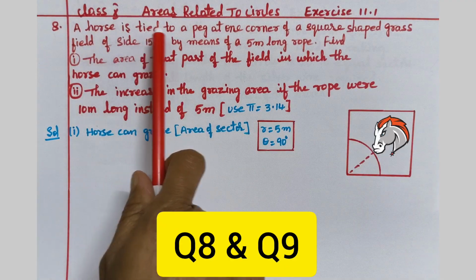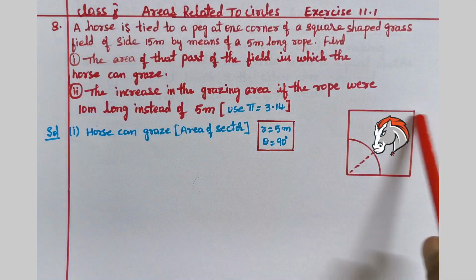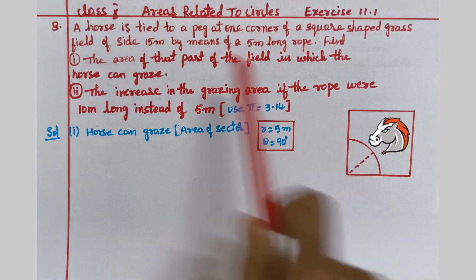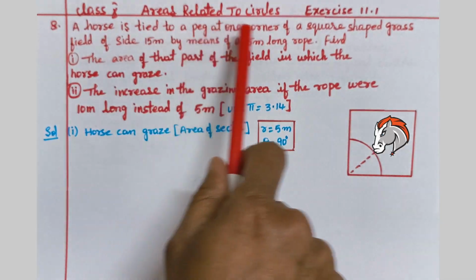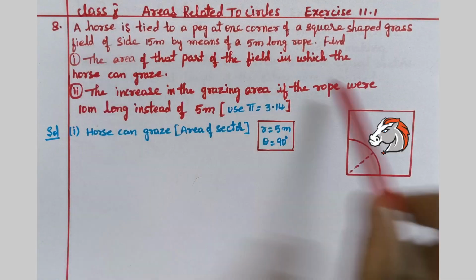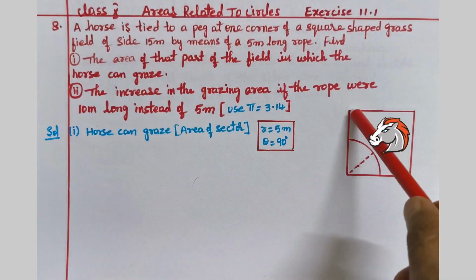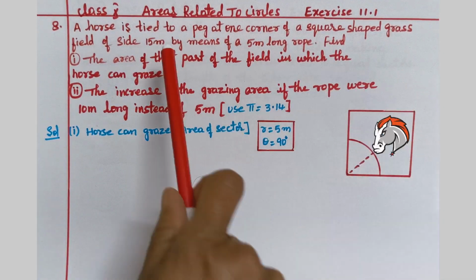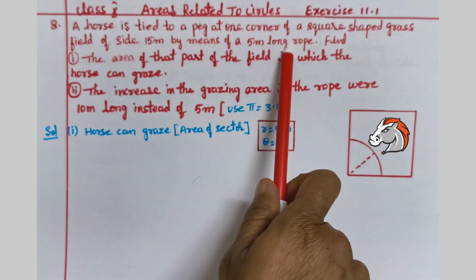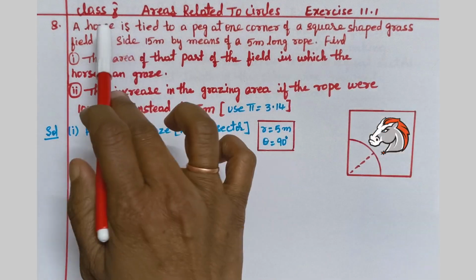Today we will do class 10 areas related to circles, exercise 11.1, 8th question. A horse is tied to a peg at the corner of a square shaped grass field. Okay, this is a square. At the corner, one peg is there. This field is square shape and the side is 15 meter. By means of a 5-meter long rope, the horse is tied.